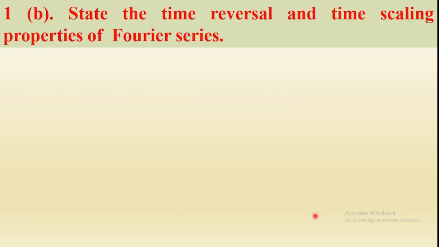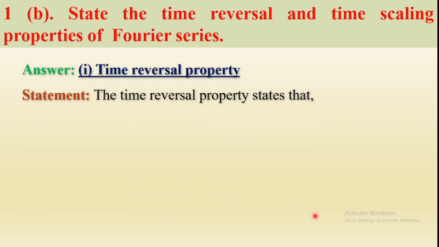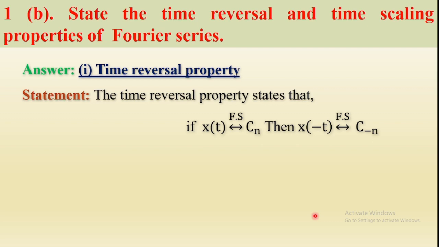Question number 1b: state the time reversal and time scaling properties of Fourier series. Define the statements of the time reversal and time scaling Fourier series properties. The time reversal property states that if the Fourier series of x of t is Cn, then the Fourier series of x of minus t is C suffix minus n. This is the statement of the time reversal property.